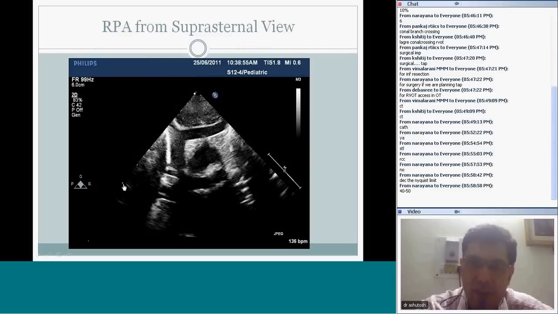So can anyone name the structures visible in this view? What all do we identify? Because this is also an echo, you should be able to identify the structures.